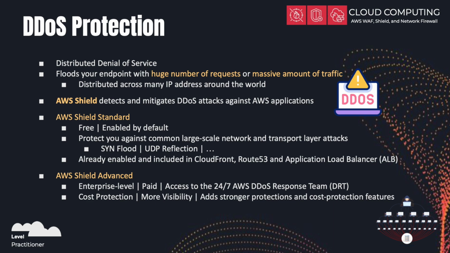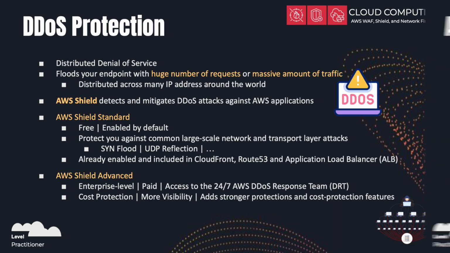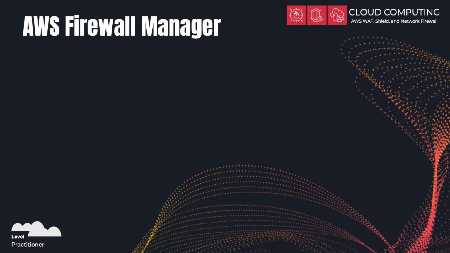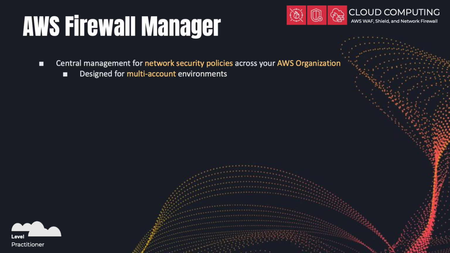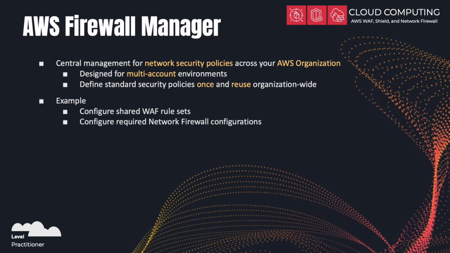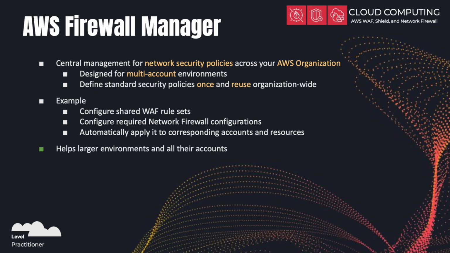Now you might ask, I have Network Firewall, I have WAF, and I have Shield. How do I manage policies across all of these services and keep everything consistent, especially if I have multiple accounts in an AWS organization? And this is where AWS Firewall Manager comes in. AWS Firewall Manager is a central management tool for your network security policies across your AWS organization. You can define security policies once, for example, a standard WAF rule set or a required Network Firewall configuration, and then automatically apply those policies across multiple accounts and resources. This helps larger environments stay consistent and reduces the chance that one account forgets to enable a critical protection.